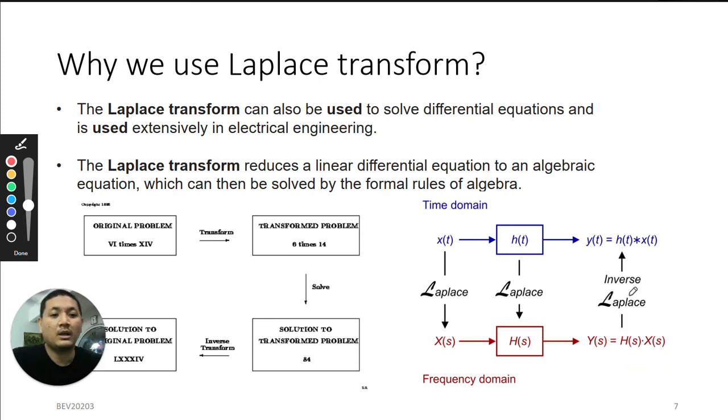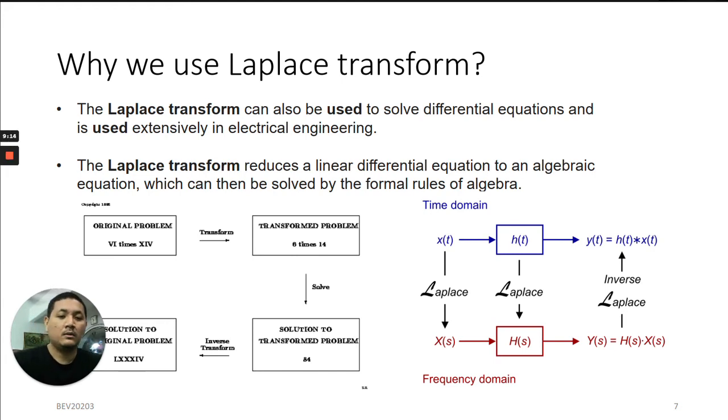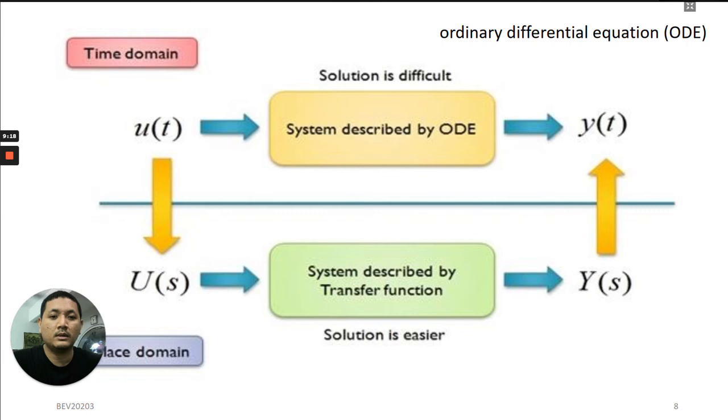However, if you want to multiply x(t) with h(t), you cannot use simple multiplication. You have to convert or transform it into frequency domain, then you can just do simple multiplication.